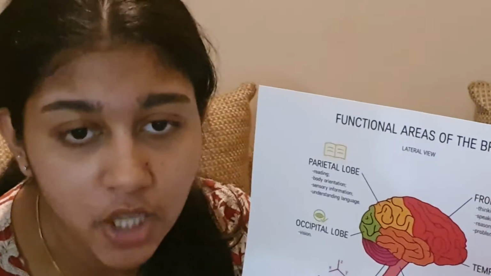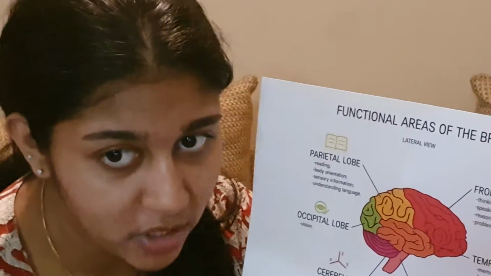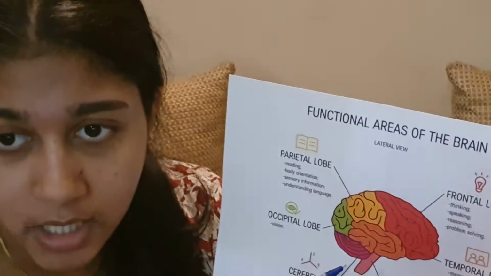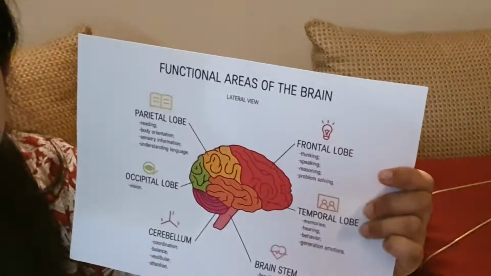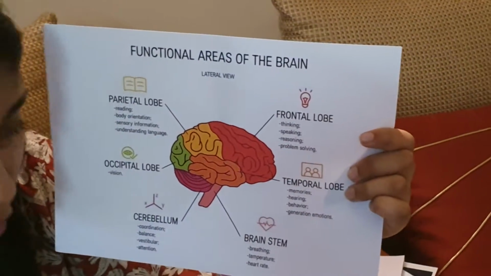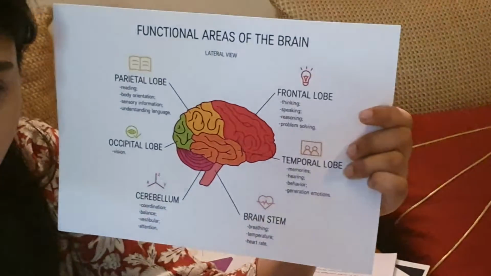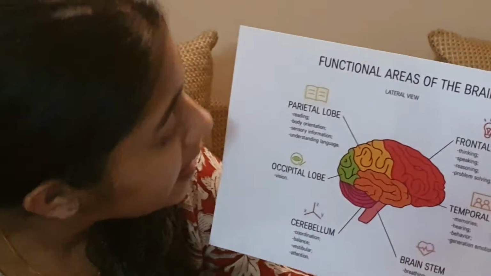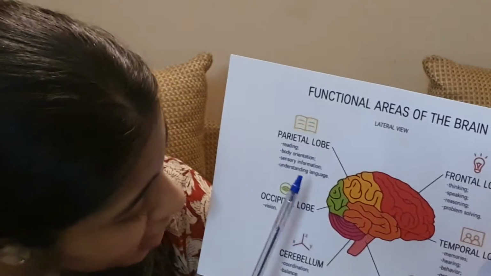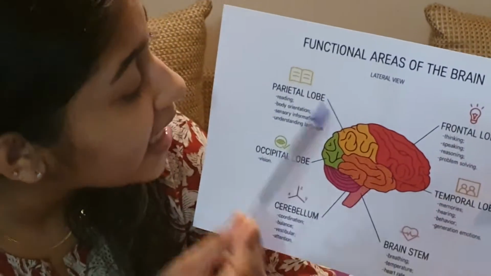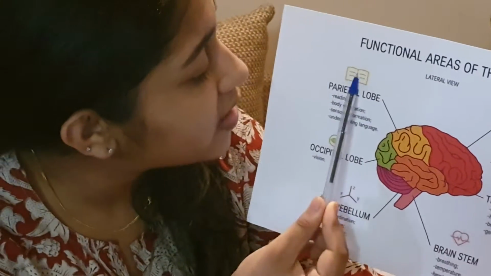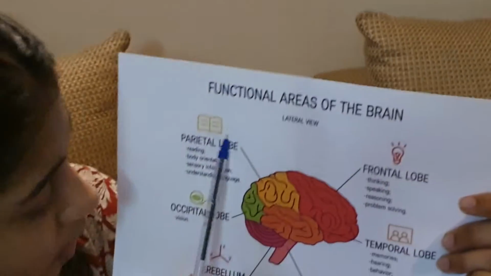The parietal lobe also relays sensory information from different parts of the body, and helps us to process and learn a language, and maintains our body positioning and movement. It includes reading, body orientation, sensing our information, and understanding language. So that is why I have given this picture of a book.